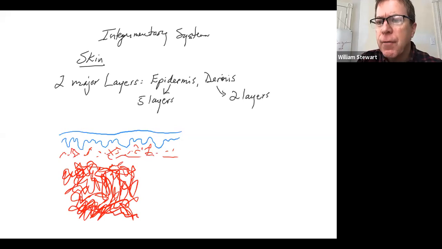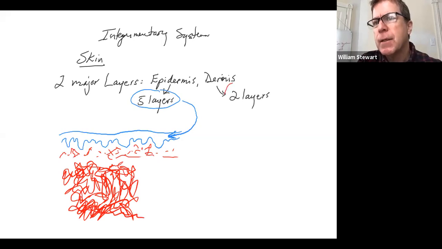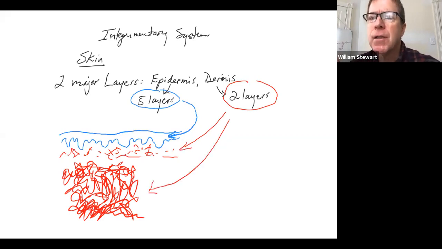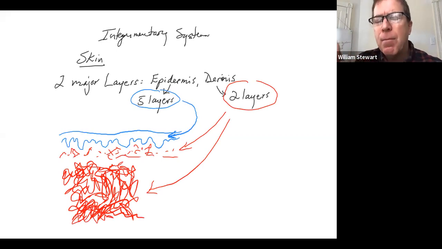Just to give you a real context, the 5 layers of the epidermis are all contained right here. All 5 layers are in this blue region. The 2 layers of the dermis are here and here. So you can see the dermal layers, even though there's only 2 of them, when you look relative to the thickness of the skin, they make up much more of the skin's thickness. So always keep that in mind. All 5 layers of the epidermis are really quite thin compared to the 2 layers of the dermis.